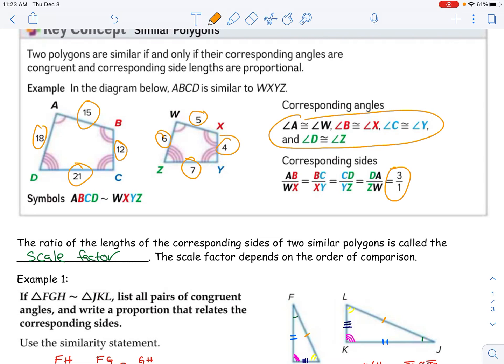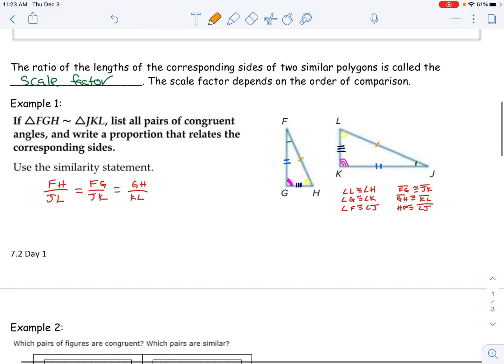Now it's important to remember before we move on, we want to take the first one that they show us and put it on top every time. So if they don't say which one is going to which one, put the first one you see on top.